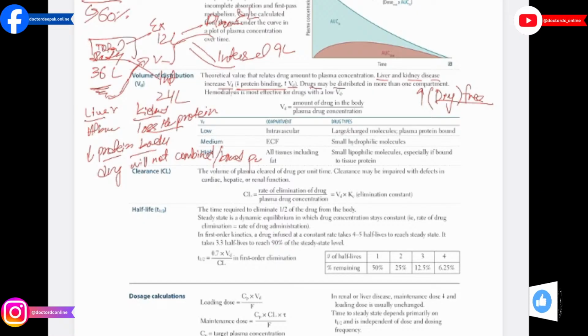The drug may be distributed in more than one compartment. Nonetheless, it is more effective for a drug with a low volume of distribution. I have elaborated this part first: how a drug can be distributed in more than one compartment, and what properties are needed for it.